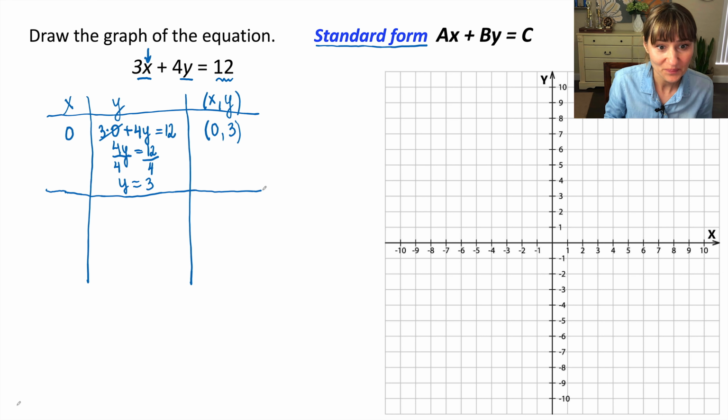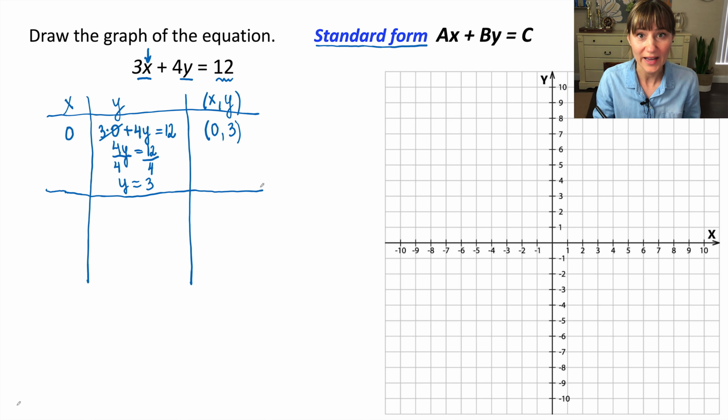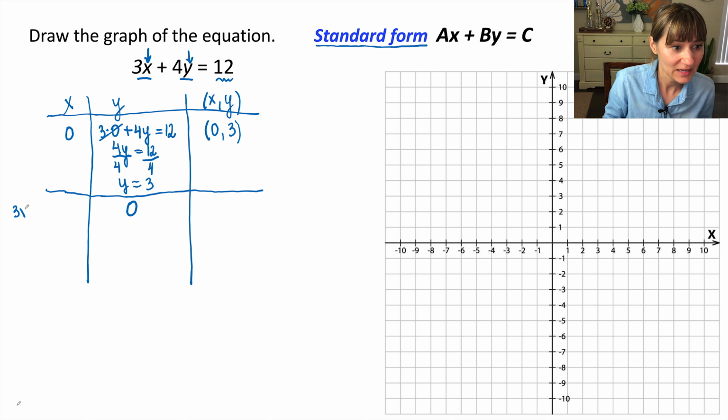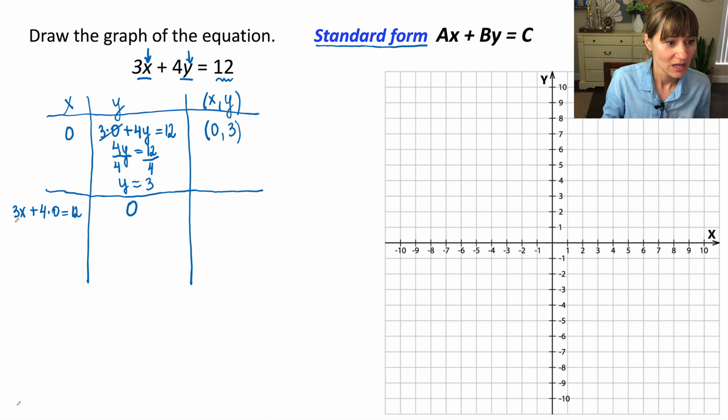This time, let's pick 0 for y and we will calculate the corresponding value for x. So we will take 0 and plug it in where y is in the equation and calculate the corresponding x. Let's do it. So 3x plus 4 times 0 equals 12. 4 times 0 will be 0, so it will go away: 3x equals 12.